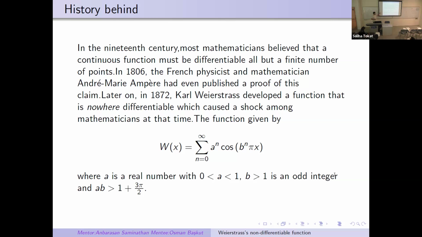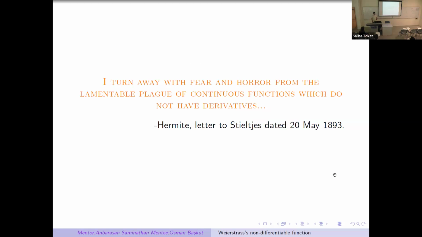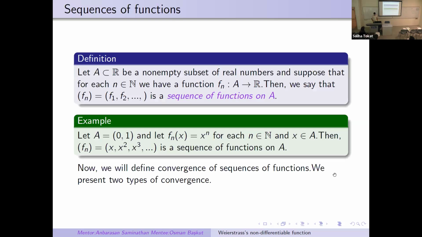This is the function, given under certain conditions. There's a big quote about it. Hermite, in a letter to Stieltjes: "I turn away with fear and horror from the lamentable plague of continuous functions which do not have derivatives." So let me define the sequence of functions first. Basically, this is a sequence, but the elements are all functions. And here is a little example.